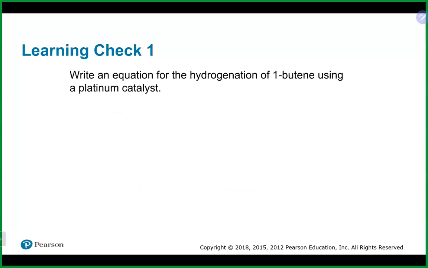As I might have mentioned, this is the process that's used to turn oils into things like margarine, because as you get rid of those double bonds, the fats come together nicer, and it becomes more of a solid than a liquid. That's how they turn things like olive oil into margarine: they get rid of a bunch of double bonds, and then it becomes more of a solid at room temperature. So why don't you try this? Write the reaction for the hydrogenation of 1-butene.